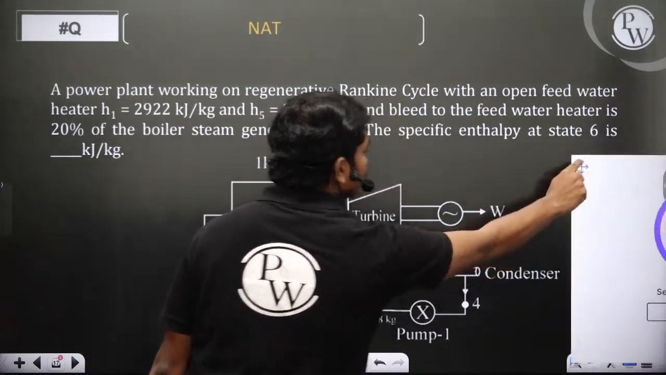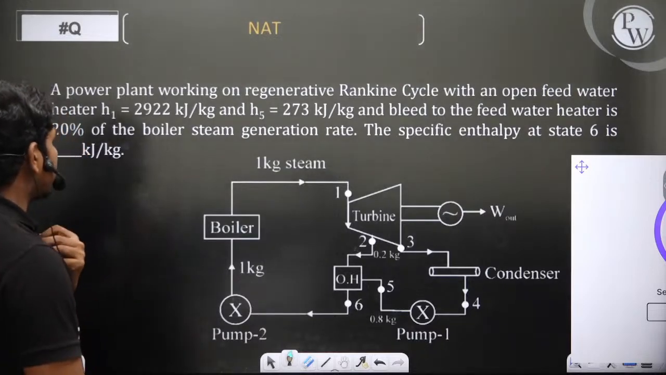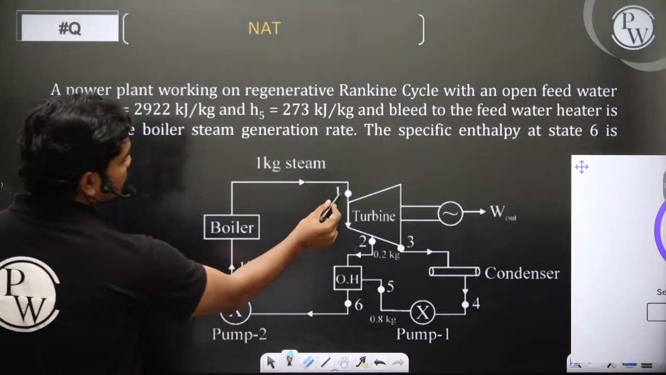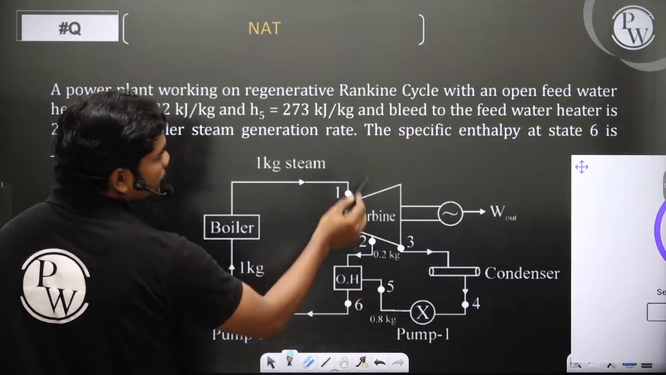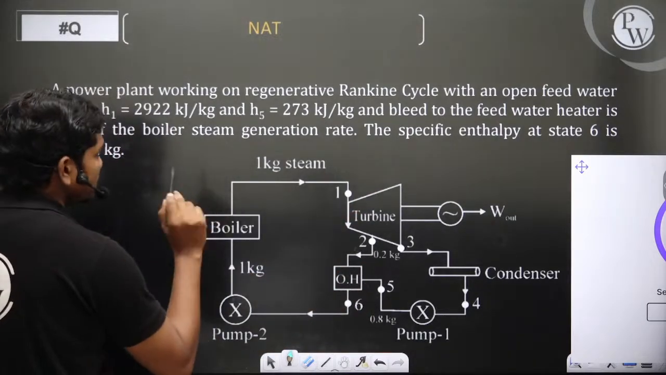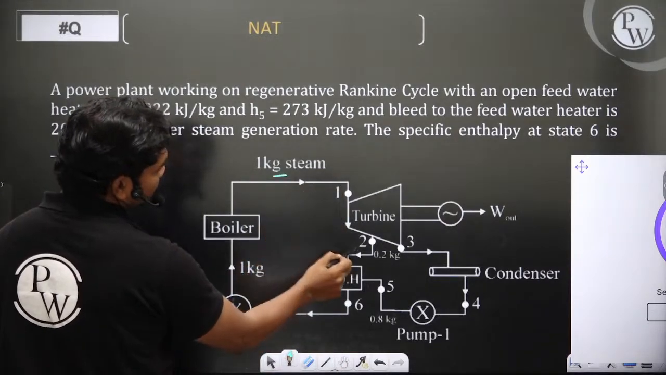150 seconds you have. Come on, solve this. A power plant working on a regenerative Rankine cycle with an open feed water heater H1. State 1 is this state, H1 is 2922, H5 is 273, and bleed to the feed water heater is 20% of the boiler steam generation rate. Means if this is 1 kg steam, for example, then this is 0.2 kg.